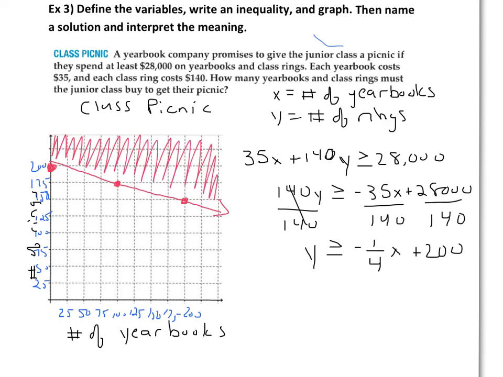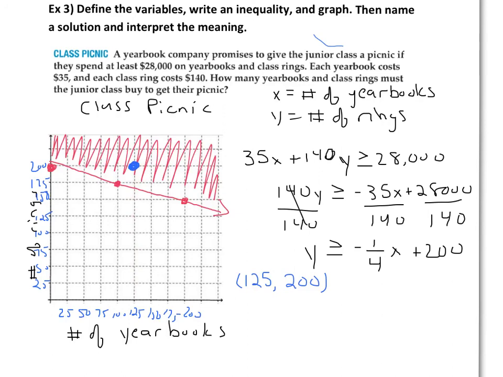Now, the last part of the direction says, name a solution and interpret the meaning. A solution would have to be some point in which you've shaded. There are infinitely many solutions up here. You can pick anything. Everybody's going to pick something different, and that's okay. So here, I'm going to just pick this point right here. That coordinate point is 125, 200. Again, remember, just go over on your x, 125, and then go up to 200.